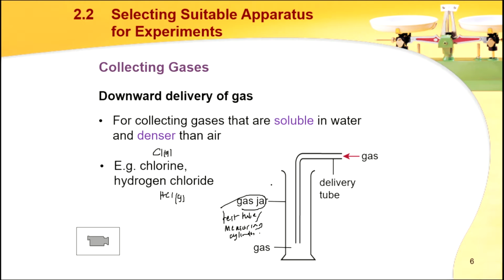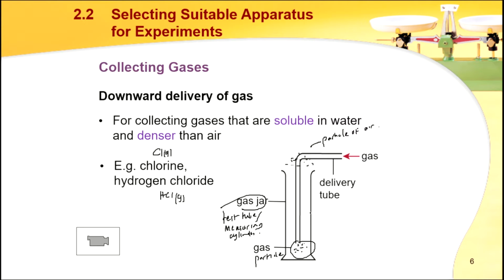Let's look at the density of the gas. This is the gas particle, and this is the particle of air. Let's look at that: the gas particle is denser than the air. We can see that the gas particles are at the bottom, and the particles of air are at the top.